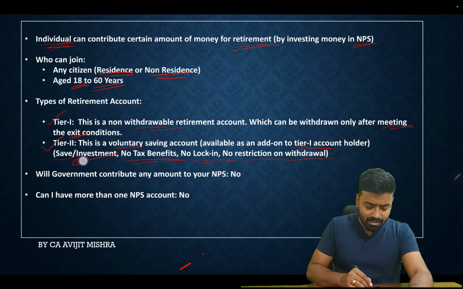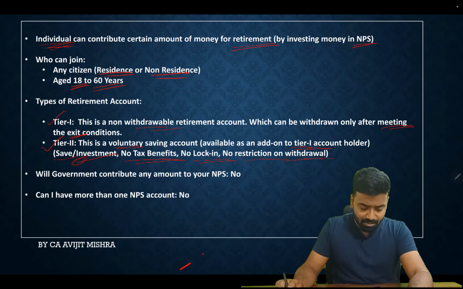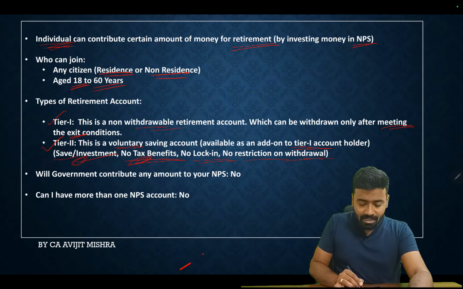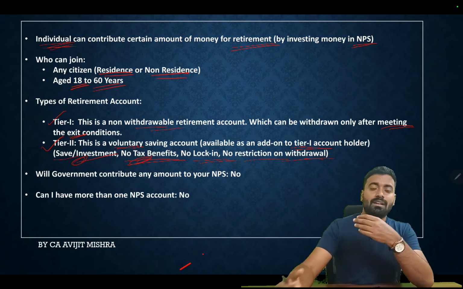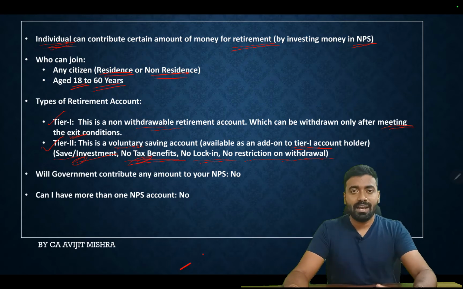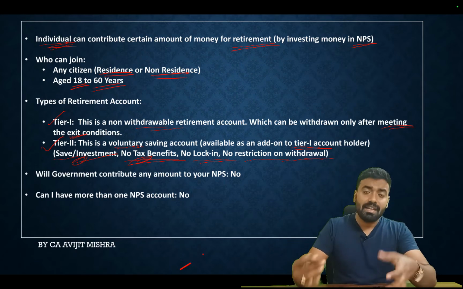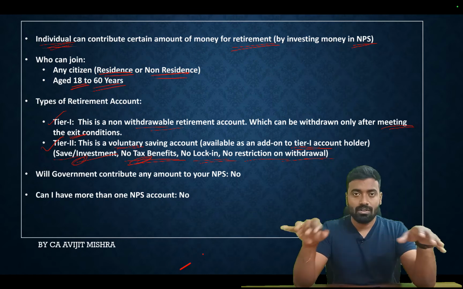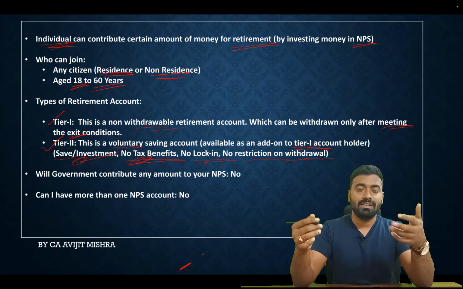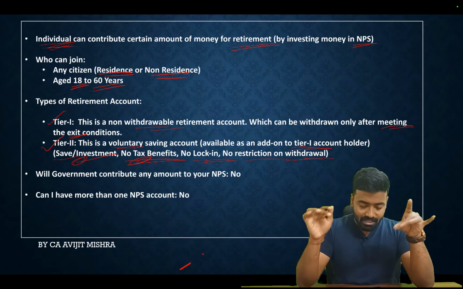You will not get the tax benefit. Whenever you contribute money under the tier 2 account, you will not get a single amount of tax benefit. Even the interest that accumulates is not tax exempted, and when you withdraw that money, that is also not tax exempted. So these are the three things.